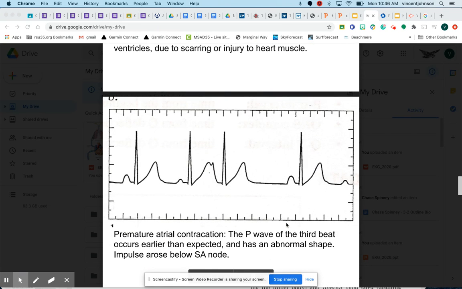The next EKG shows a P wave QRST, P wave QRS. And as you can see here, we have the T wave starting to end, but then all of a sudden the P wave shows up. So we basically have a premature atrial contraction. The P wave is too early. The P wave of the third beat occurs earlier than expected. There's an abnormal shape to it. And this is because you had kind of a random impulse arise in the SA node.